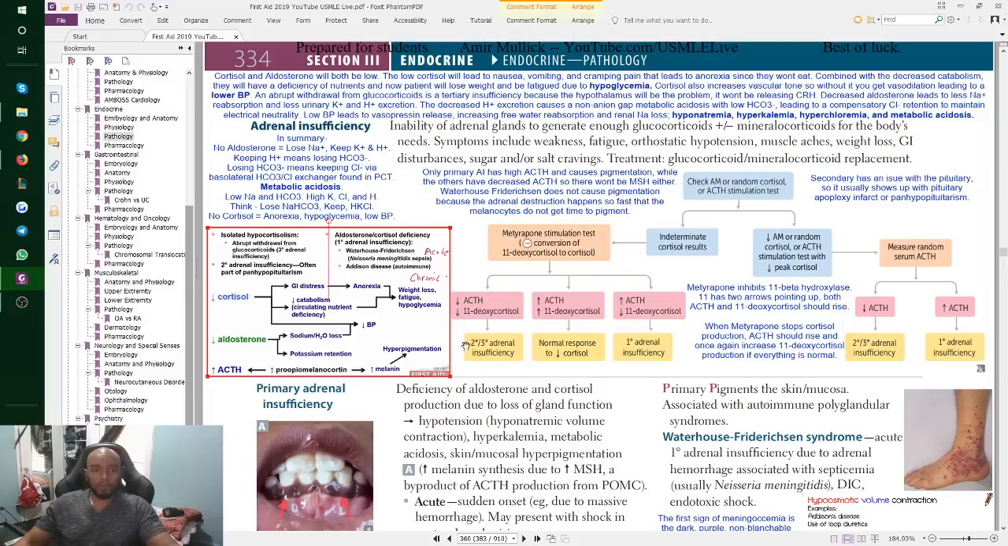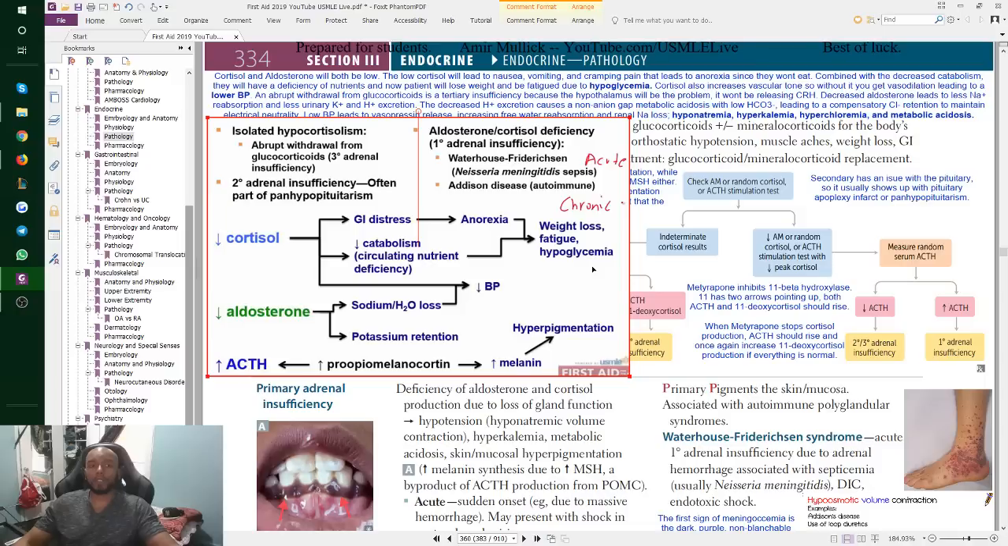So this table here, I'm going to make it big. This came from USMLE Rx, where they tried to do a really good job telling you all the stuff you're going to see when you don't have cortisol and aldosterone. So first, when you don't have enough cortisol, you're going to have GI distress. You're going to have decreased catabolism, right? So you're going to lose all your nutrients, because cortisol is actually catabolic. And cortisol, remember, with the alpha-1 permissive effect, with the loss of cortisol, you're going to have a decrease in blood pressure. So you know weight loss, fatigue, and hypoglycemia, which are all the exact opposites of what you're supposed to see from excess cortisol.